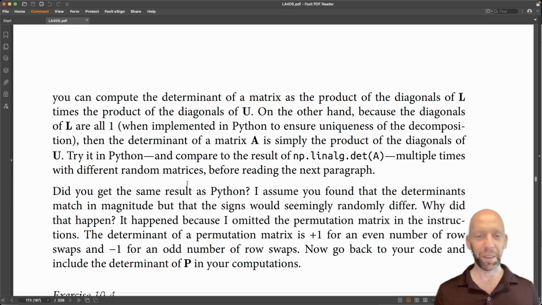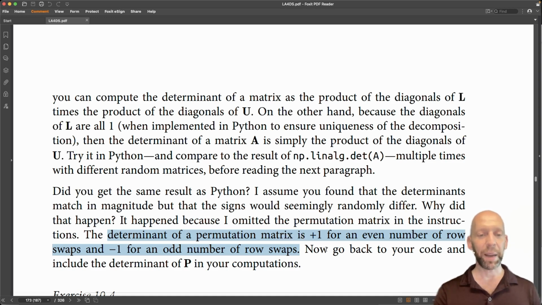According to the book, written by someone who clearly knows something about linear algebra, this author assumes that we found that the determinants match in magnitude, but the signs would seemingly randomly differ. That is indeed what I found, and I believe you found the same thing. Why did that happen? This happened because I omitted the permutation matrix in the instructions. And the determinant of a permutation matrix is either +1 or -1, depending on how many swaps there are. So +1 for an even number of row swaps, -1 for an odd number of row swaps.